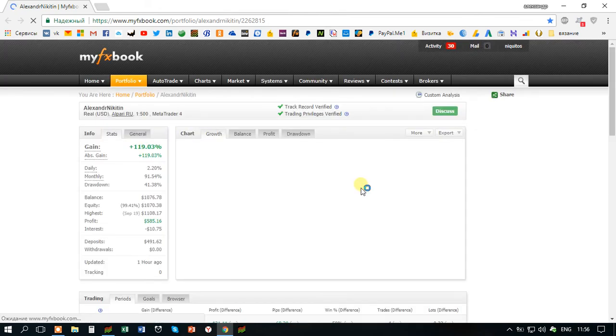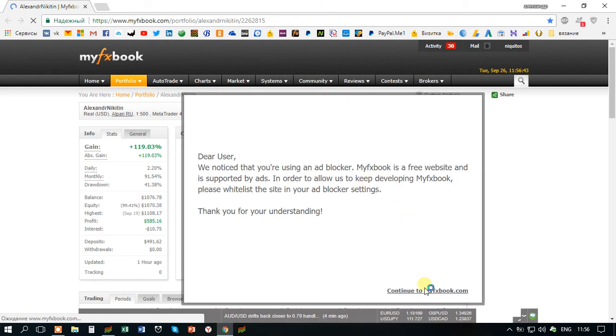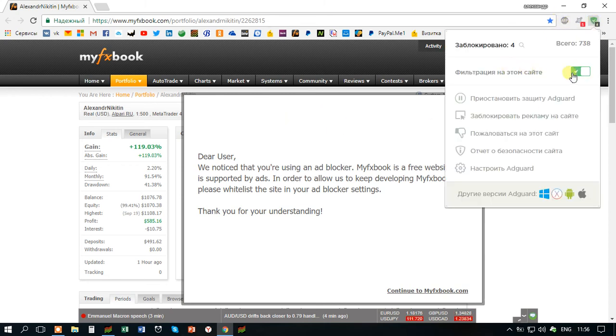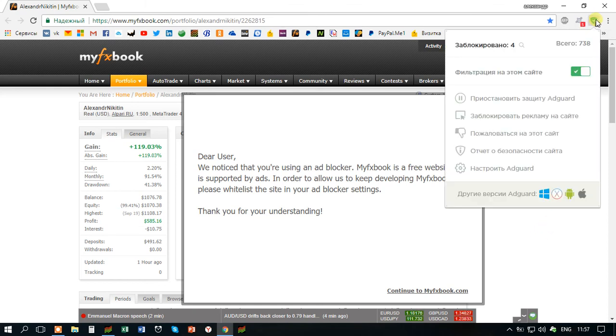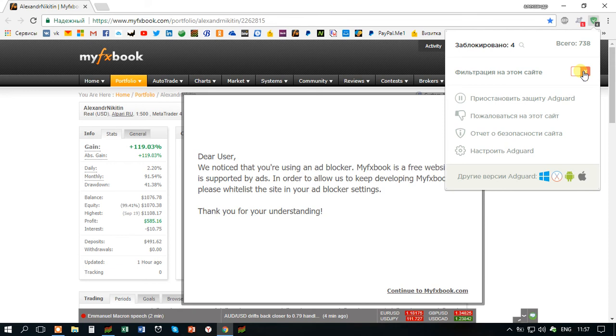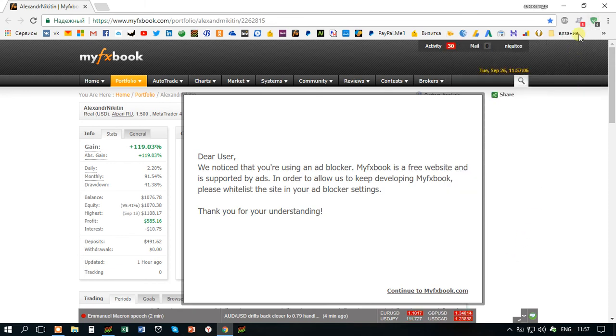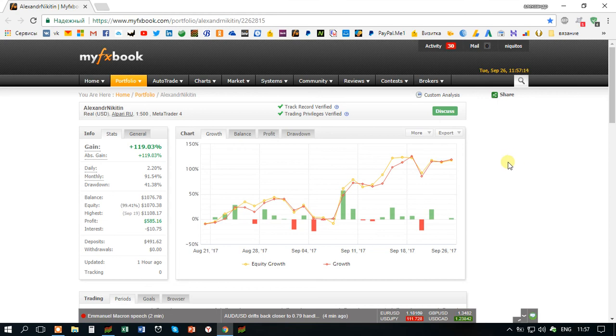Okay, so here is the MyFxBook monitoring. We have AdBlock's user. I'm not using AdBlock. It is AdBlock. Here it is. Disable filter. Okay.